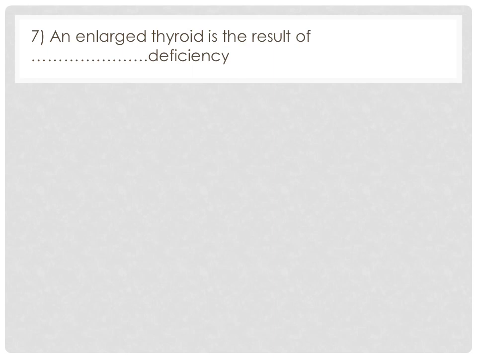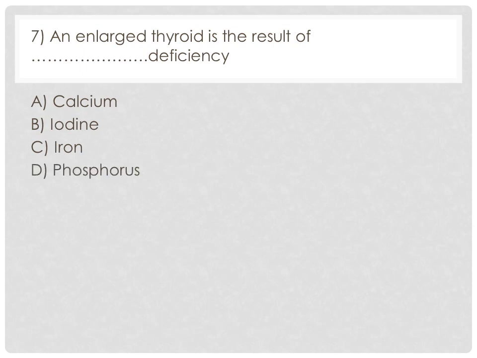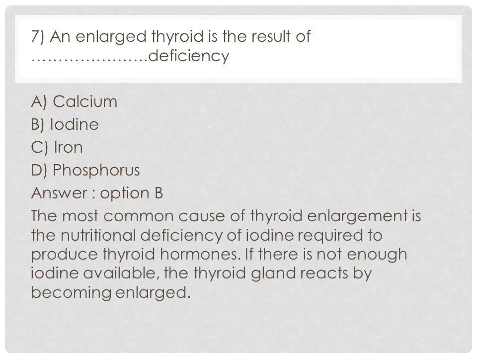Next question. Enlarged thyroid is a result of dash deficiency. The options are A. Calcium, B. Iodine, C. Iron, and D. Phosphorus. Thyroid is a result of iodine deficiency. The answer is option B.